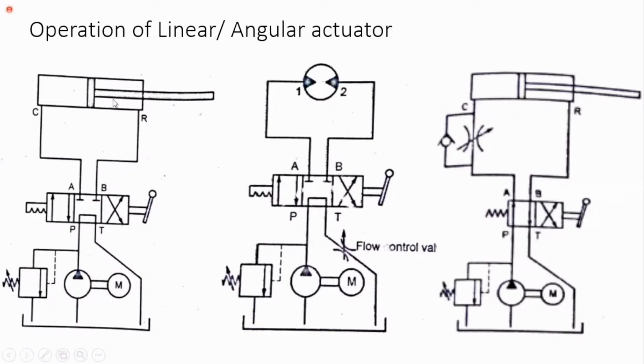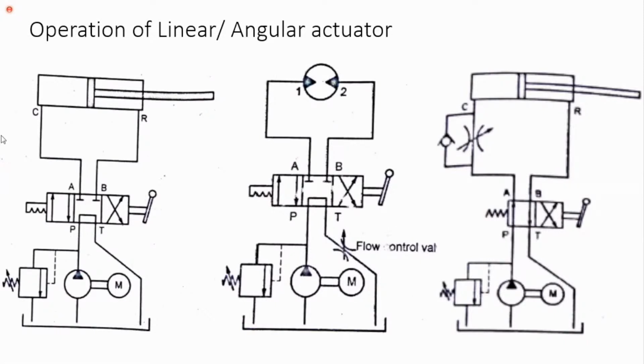Similarly, in the same circuit, I'm replacing this linear actuator with the help of rotary actuators. So instead of this double acting cylinder, I've replaced it with a hydraulic motor. So we need to see how this hydraulic motor is going to operate. It is either going to rotate in clockwise or anti-clockwise direction, giving you some torque with some angular velocities, right?